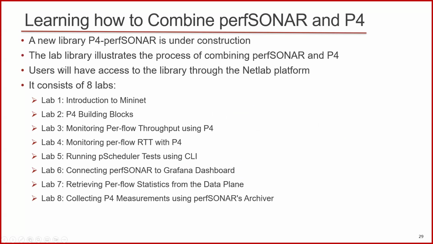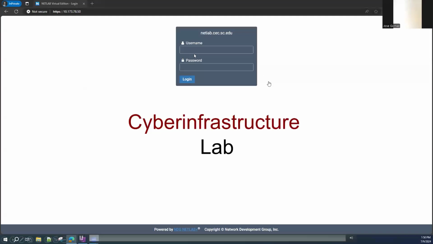The lab library illustrates the process of combining perfSONAR and P4, how to combine the measurements collected by the P4 switch with Logstash and OpenSearch, the archiving layer. The user will have access to the library through the NetLab platform, and I will show you shortly how to get access to NetLab. So far it has 8 labs. These are the labs that are in the lab library. Now let's have a quick video showing how to log into NetLab for anyone interested in having more details about the system we are having.